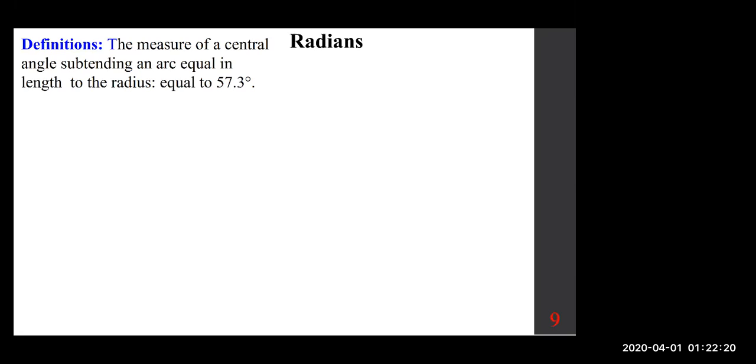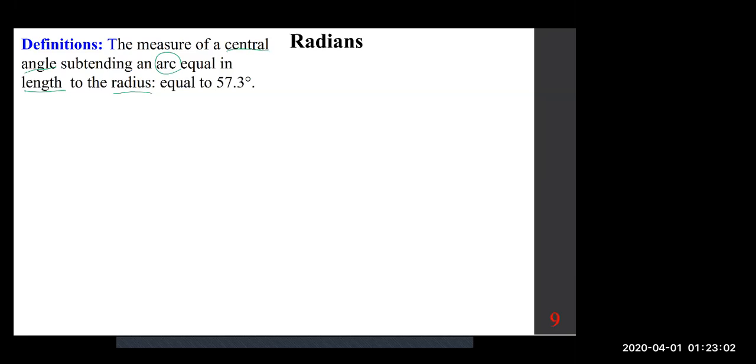Now let's go with radians. Radian has a specific definition. Everybody knows that 2 pi radians is 360 degrees. But what is the definition of that? That's what we want to discuss. It is the measure of central angle whose arc length is equal to the radius.